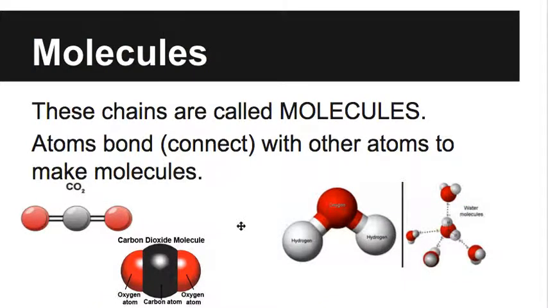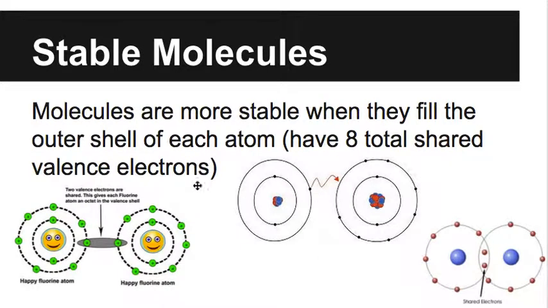So let's look at what a molecule is very quickly. Chains of atoms are called molecules. Atoms bond or connect with other atoms to make these molecules. In chemistry we learned that more than one atom combined makes a molecule. One of the most common ones we know of is water. We have an oxygen combined with 2 hydrogens. We have carbon dioxide with carbon on the inside and oxygen on the outside. So CO2, H2O, those are small examples of molecules.